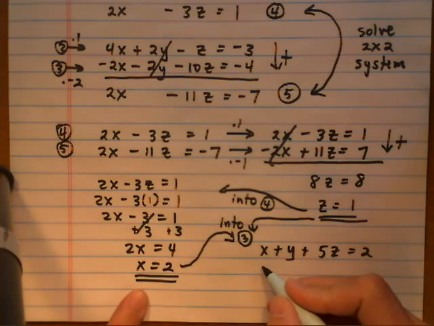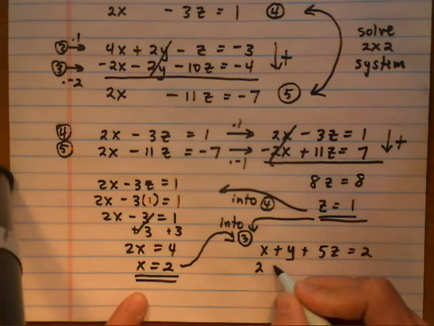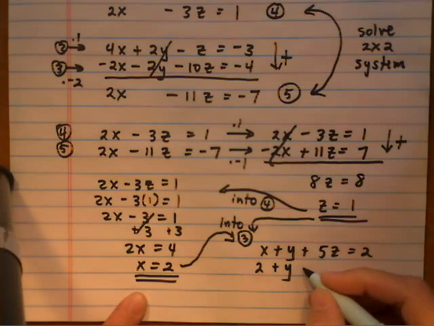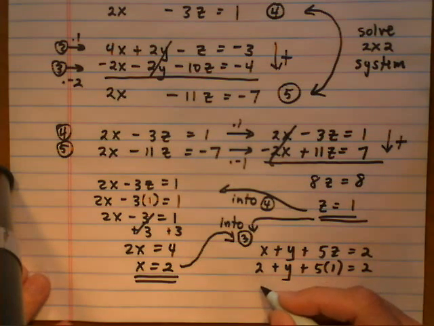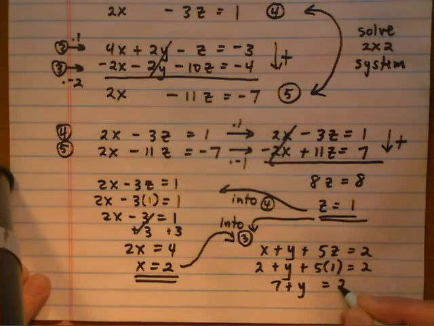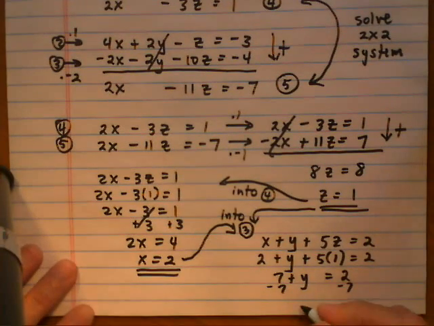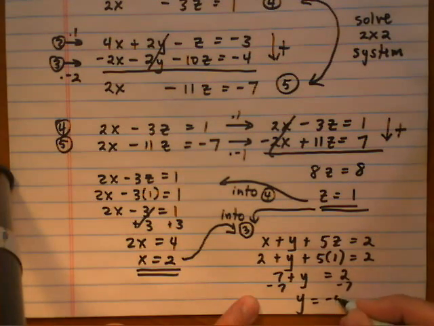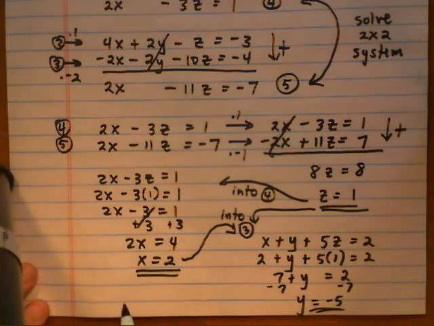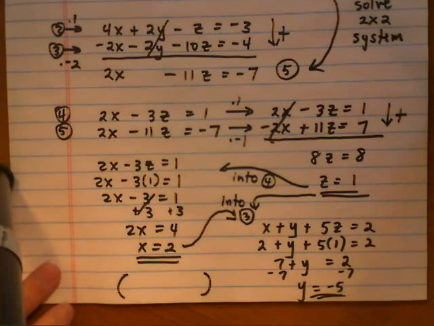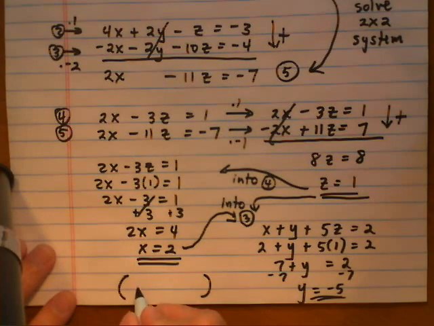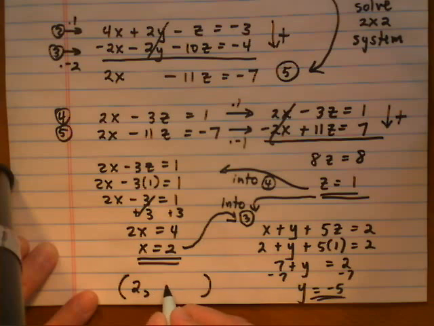We know that x is equal to 2, so let's put that in. Y we don't know, so we leave it plus y. Plus 5 times z is 1 equals 2. So we have 2 plus 5, or 7, plus y equals 2. And solving for y, we get y is equal to negative 5. And we put all 3 of the answers together for an ordered triple x, y, z, which is 2, negative 5, 1.